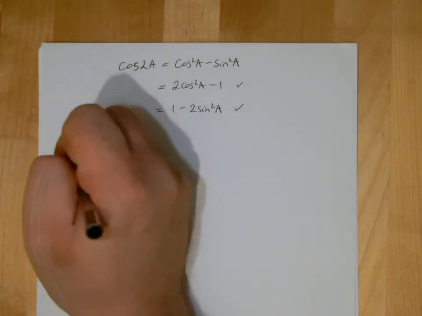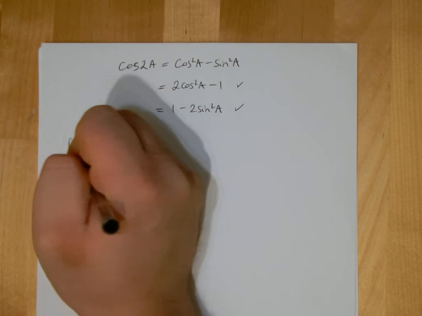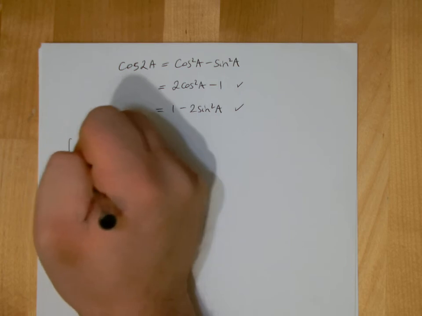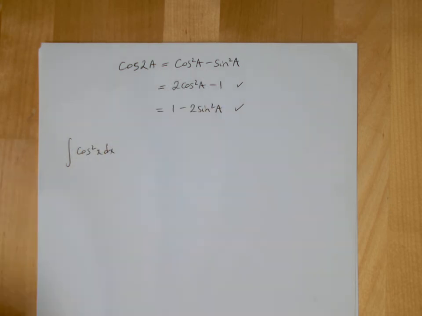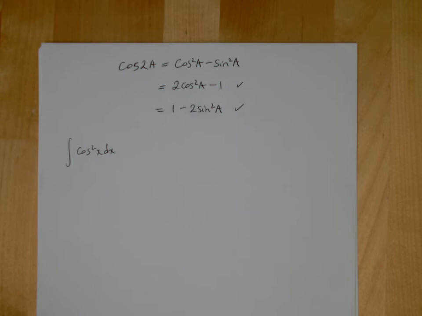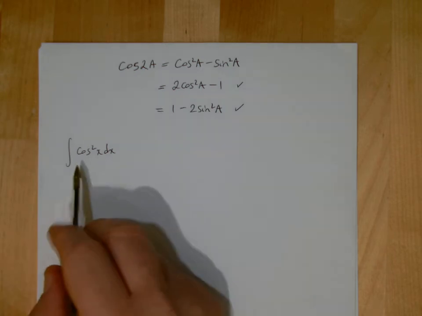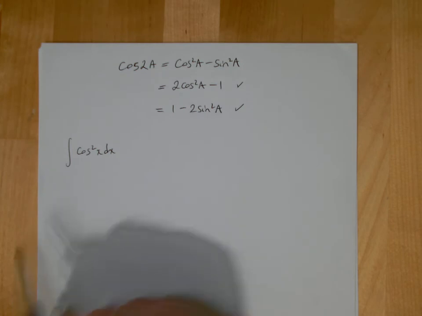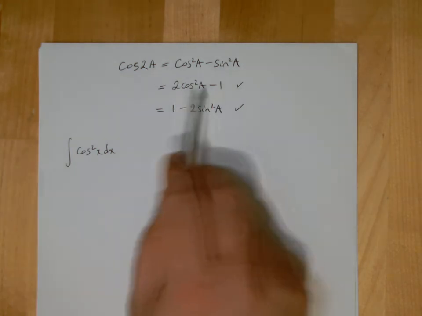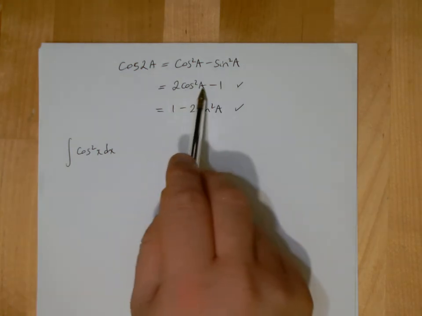So in order to integrate, for instance, cos squared x dx, we could be asked to integrate the square of cos, and we haven't done that before. So how do you go about it? Well, we're going to utilize this idea here, and we're going to use the middle result, because it's got cos squared in there.